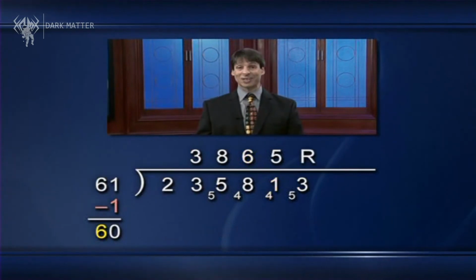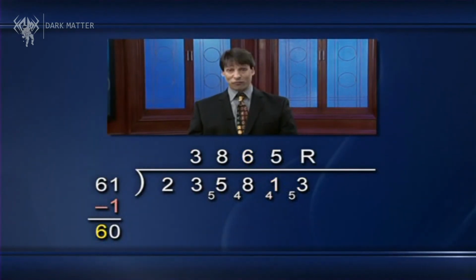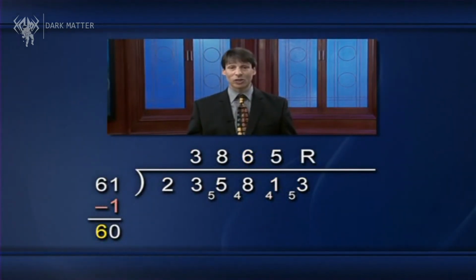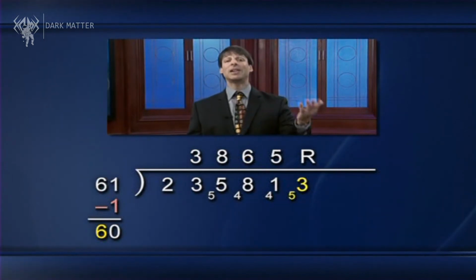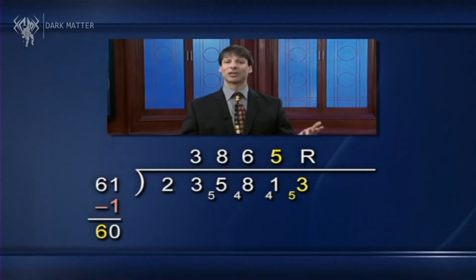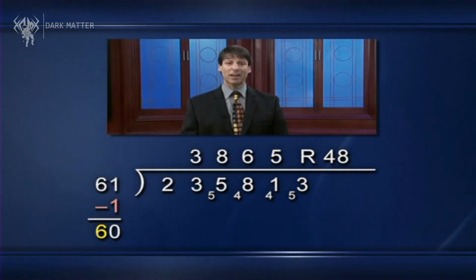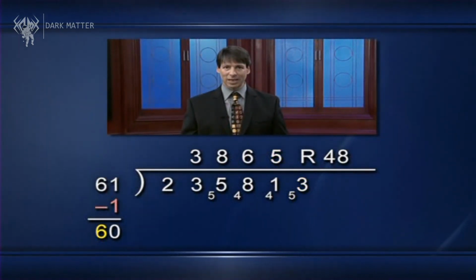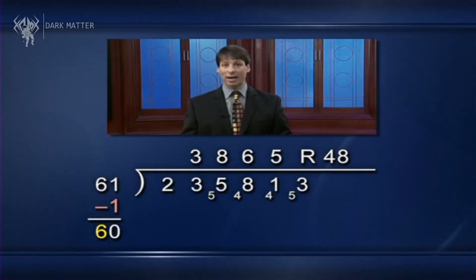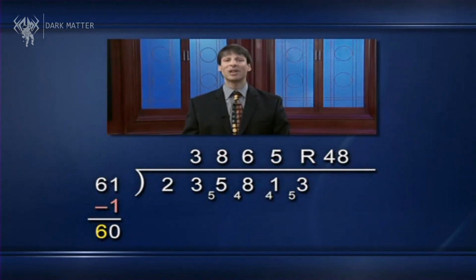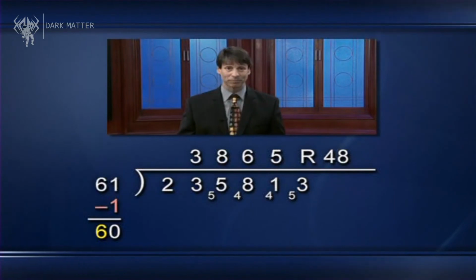Finally, we're at the last digit. The remainder is going to be 53 minus 5, which is 48. And there's your answer, 3865, with a remainder of 48. That may have taken a while, but it's faster than short or long division.